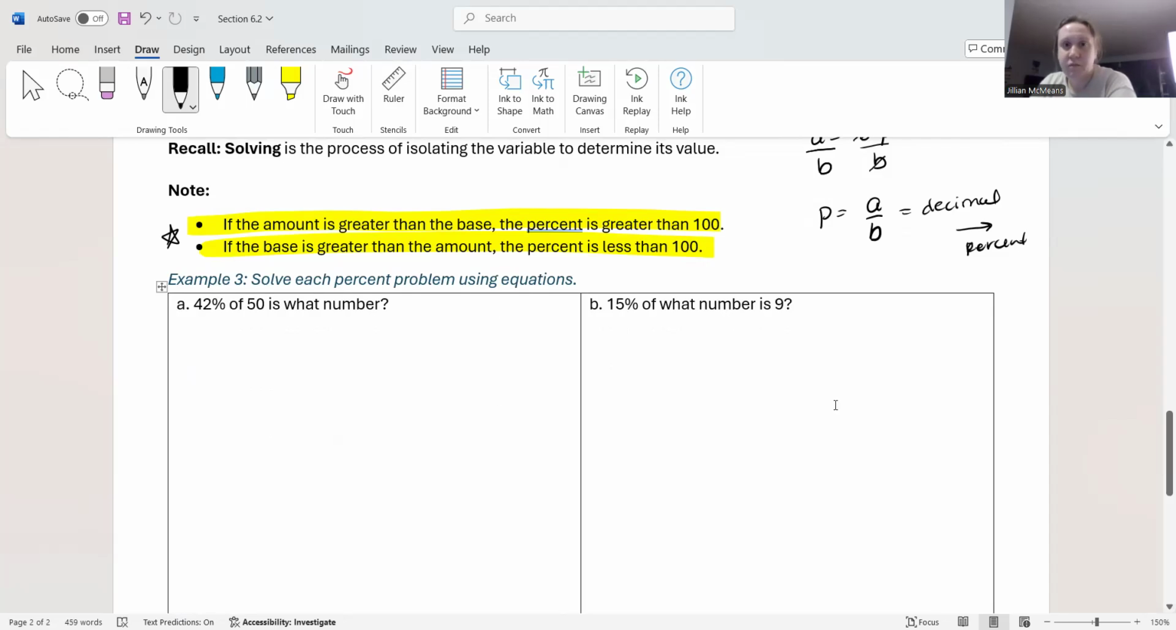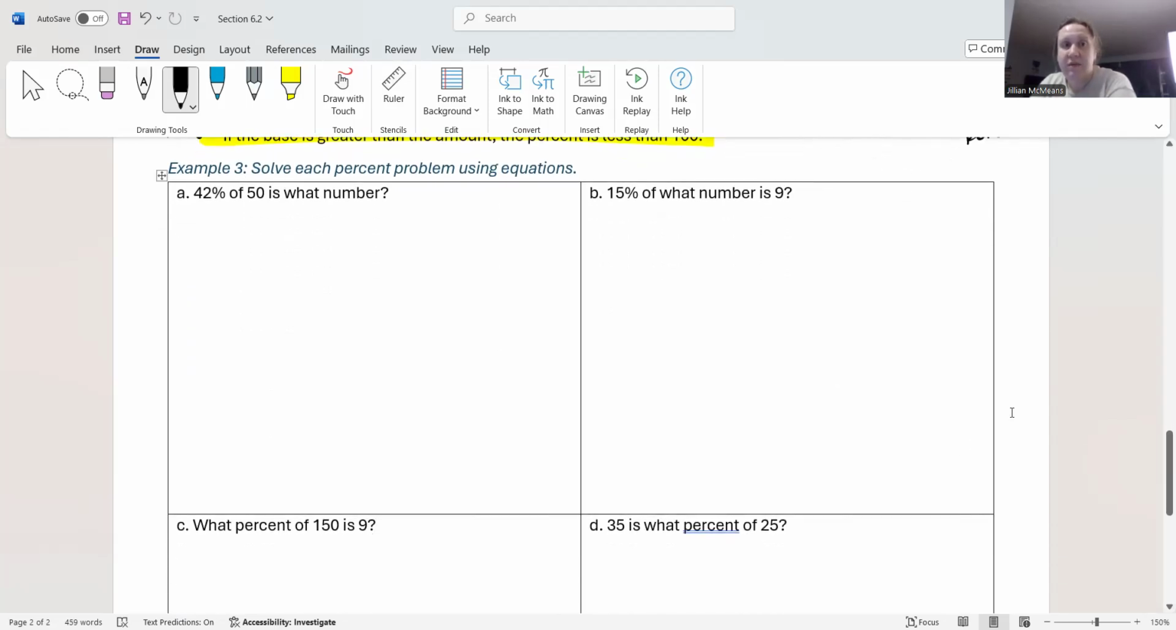Okay. Let's go ahead and solve. So we have example 3 here. It says solve each percent problem using equations, and we're going to do 4 different parts to this example. These are really generic. We're not into that world of problem solving where we have stories involved. These are just really basic statements. So it's a nice way to ease into solving word problems, okay?